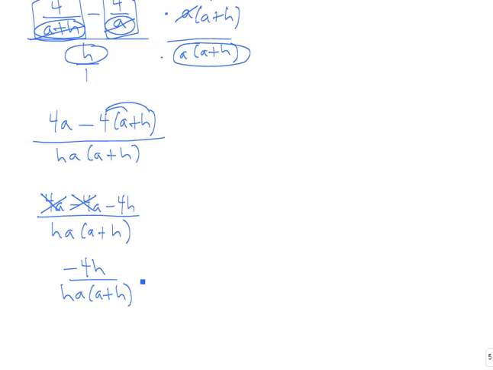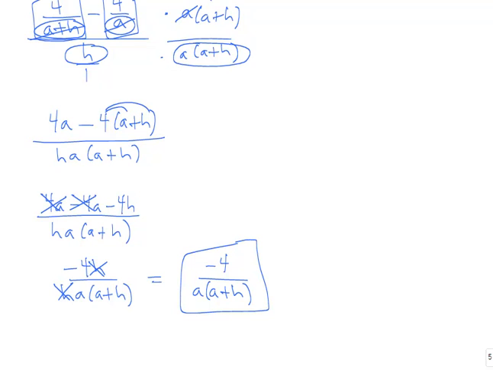And here is where that cancellation is going to happen. If you've done these problems correctly, this will always happen. You will get a factor of h on top that will cancel with the h on the bottom. So our simplified answer becomes negative 4 on top over a parentheses a plus h. And there is our final answer.